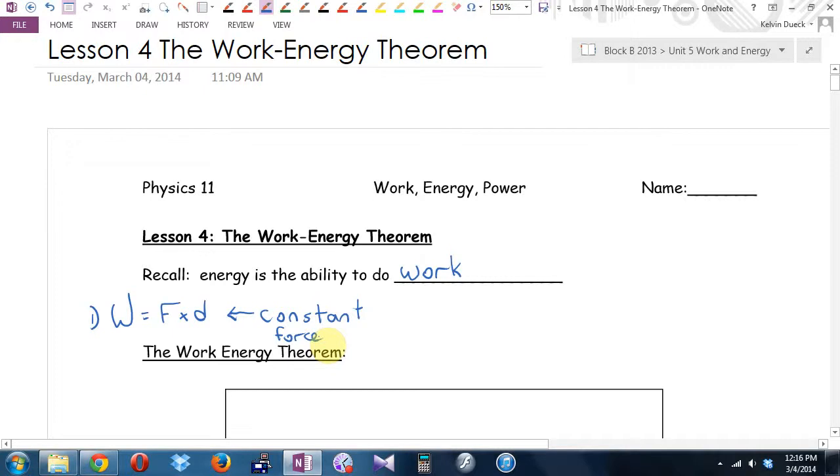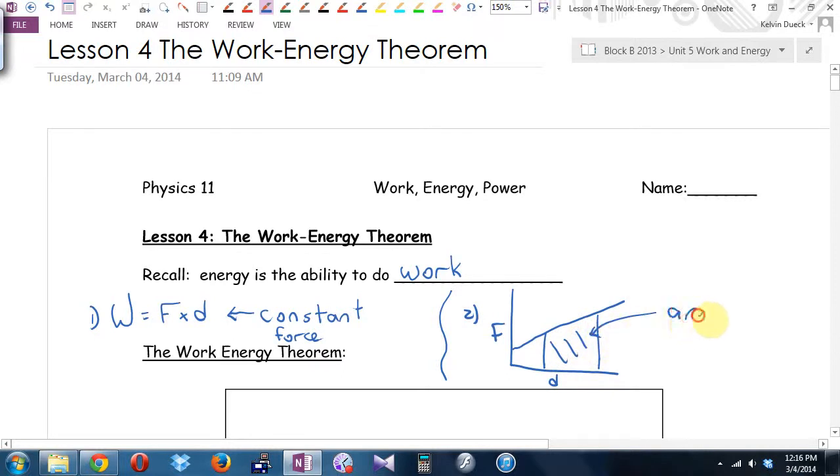I gave you another definition of work. The second definition of work was if you had a force versus distance graph where maybe the force was increasing. We said that area was the force required to move it from that distance. I guess we can call this point A, point B. That would be the work required to move from A to B if we had a force versus distance or displacement graph.